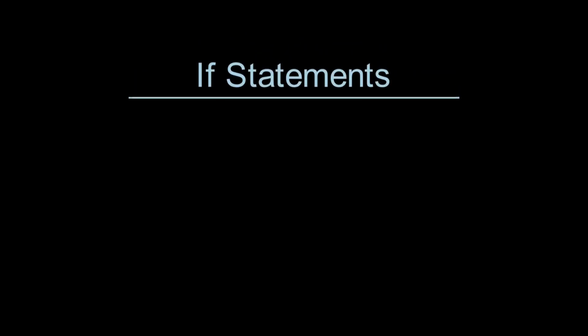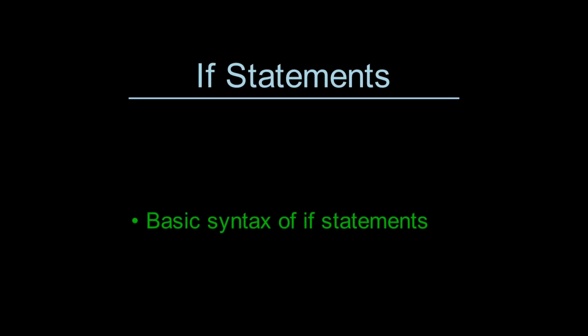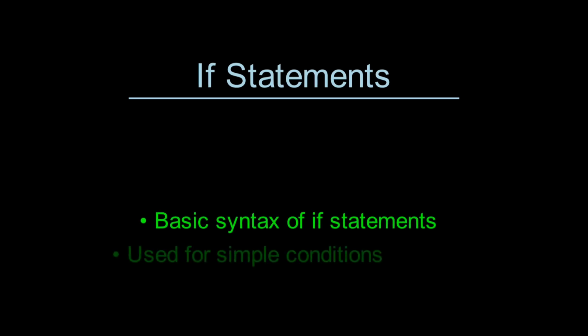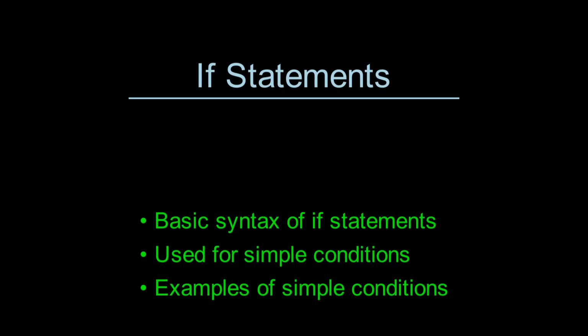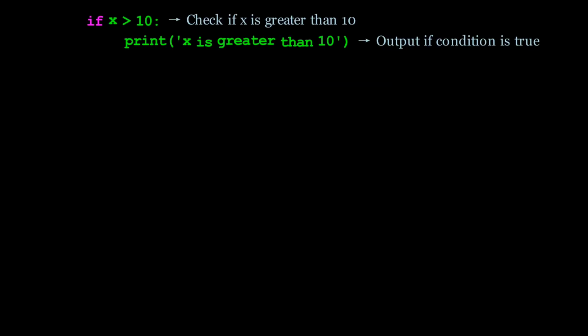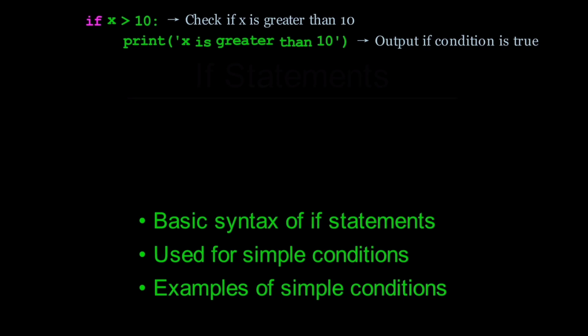An if statement allows us to check a single condition and execute code only when that condition is true. We can use if statements for simple checks like determining if a number is greater than a certain value. See the example. We first check if x is greater than 10. If the condition evaluates to true, Python will execute the indented code below and print our message.